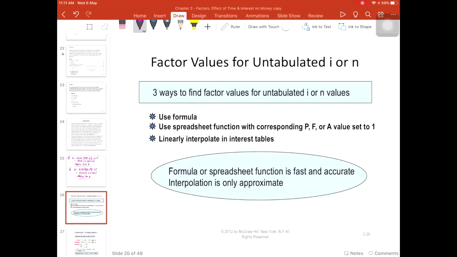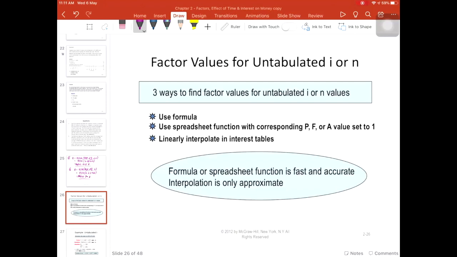You can use the formula. Sometimes in a question you have to come up with a formula, set up based on the question. Or you can use a spreadsheet function, which is not discussed here. And the last one, you can use linear interpolation in the interest tables.